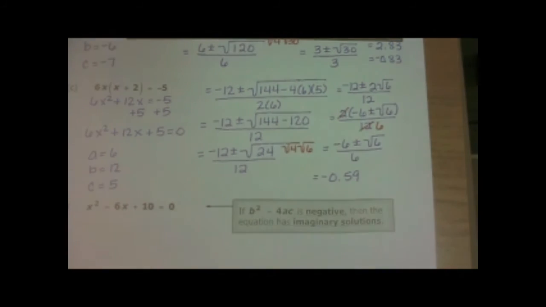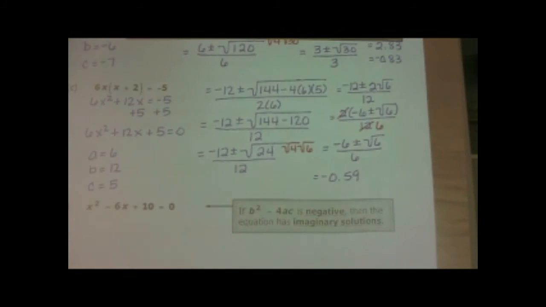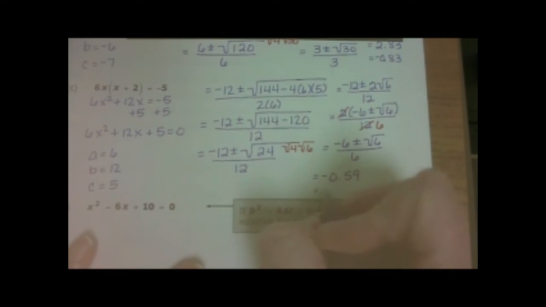0.59. All right, let's do minus. So negative 6 minus the square root, oh, oops, I put in a plus, hang on, back up. Minus the square root of 6 equals, and then divided by 6. And this gives me negative 1.41.